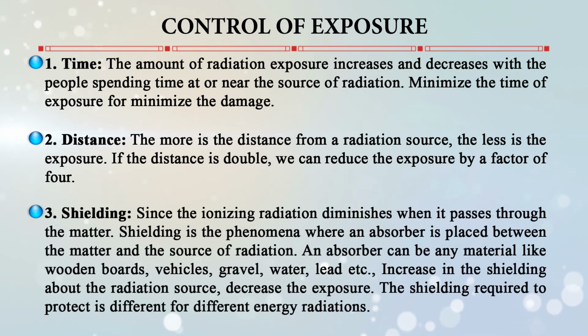The third factor is shielding. The intensity of ionizing radiation is reduced when it passes through matter. So, shielding is the phenomenon where an absorber is placed between the matter and the source of radiation. An absorber can be any material like wooden boards, sometimes a vehicle, sometimes a heap of gravel, water, and also lead. So, an increase in the shielding above the radiation sources decreases the exposure. The shielding required is also different for different energy radiations.